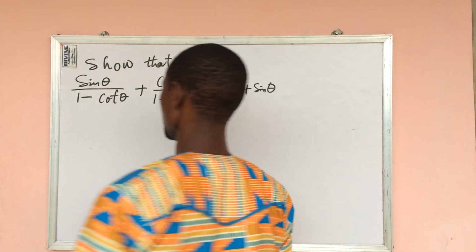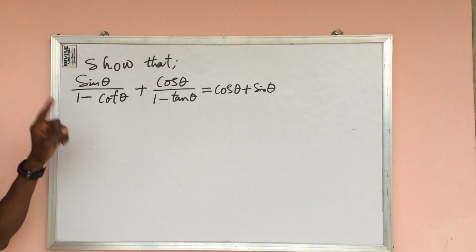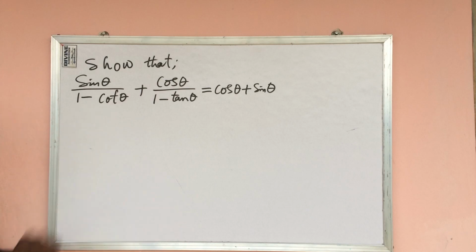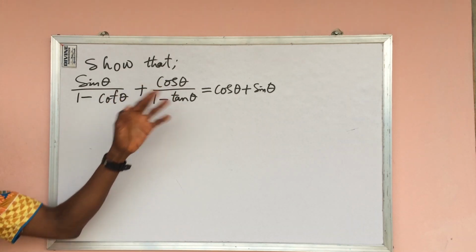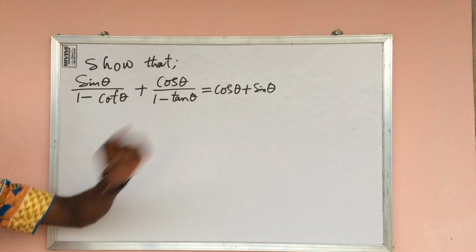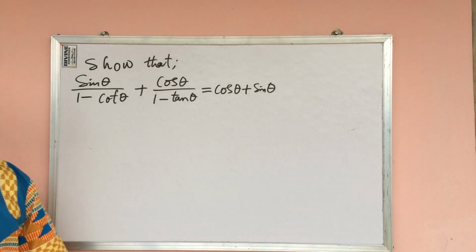Today, the challenge says, show that sin theta all over 1 minus cot theta plus cos theta all over 1 minus tan theta equals cos theta plus sin theta.